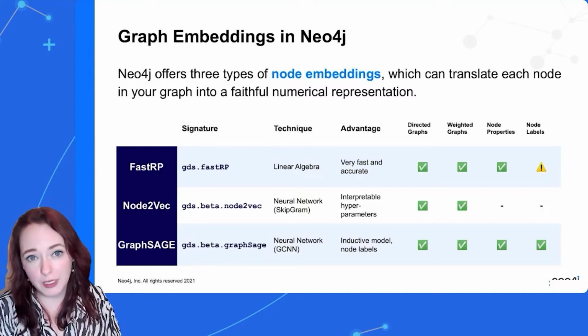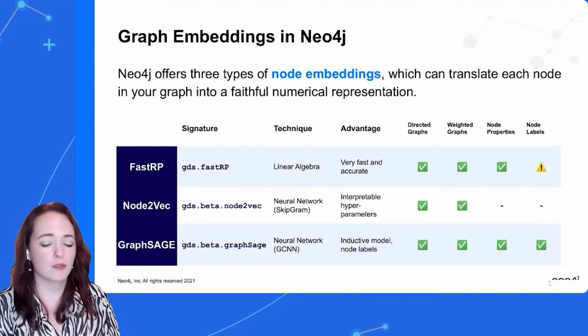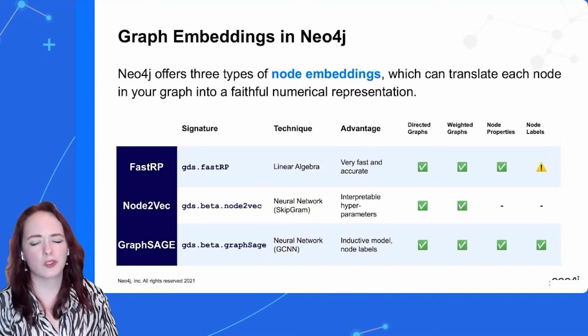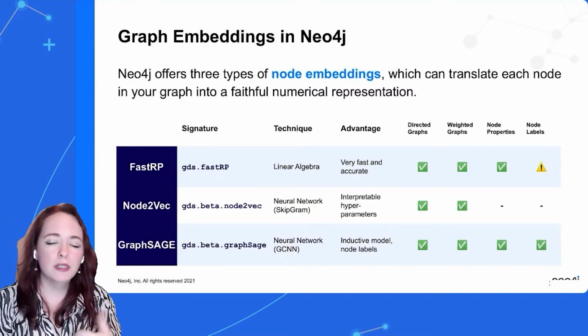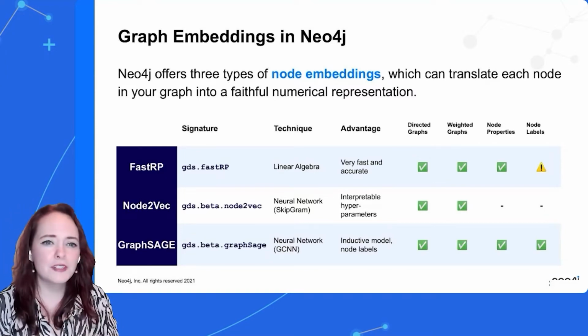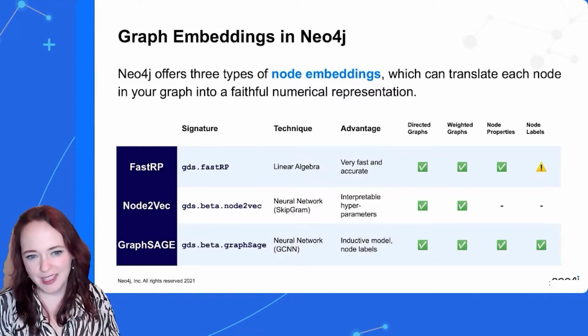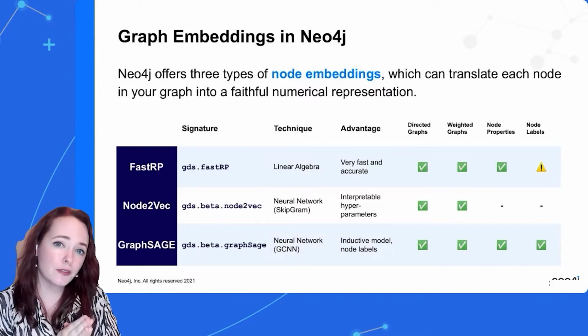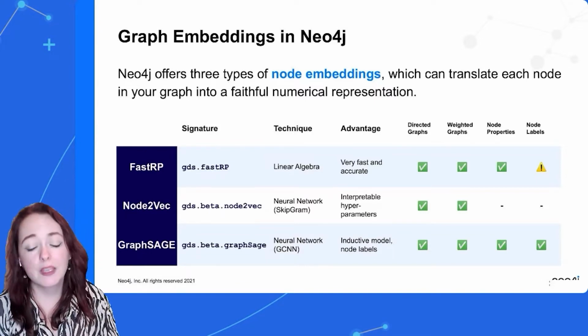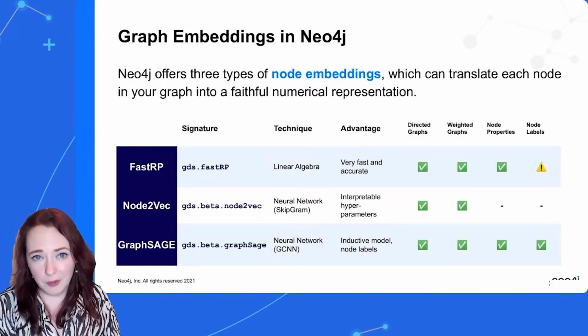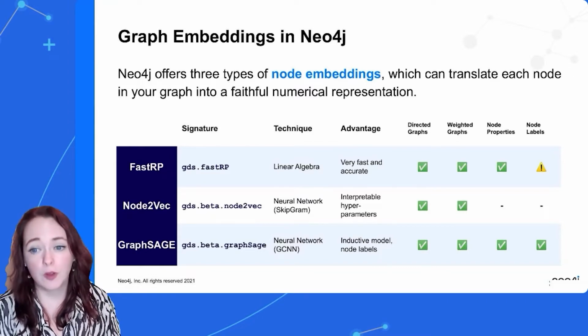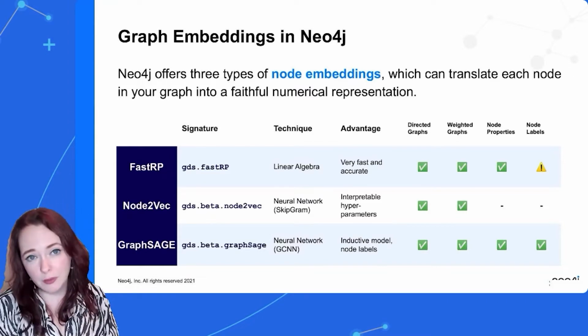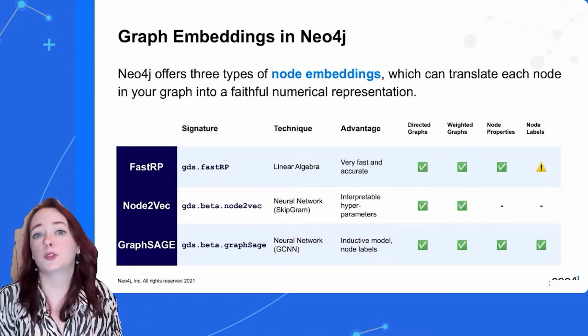So FastRP is far and away the fastest. It works on directed graphs, weighted graphs, and node properties, and with a little bit of finessing, you can use it on node labels. That's usually the one we recommend you start with. Node2vec is probably the most widely known. It's really easy to understand how it works. The hyperparameters are useful. It doesn't support properties or labels, but it's a good one to conceptually wrap your head around.